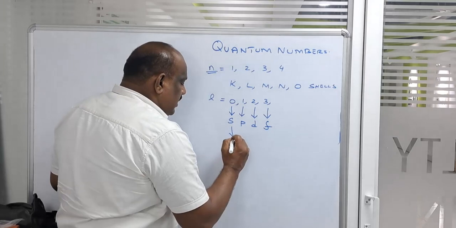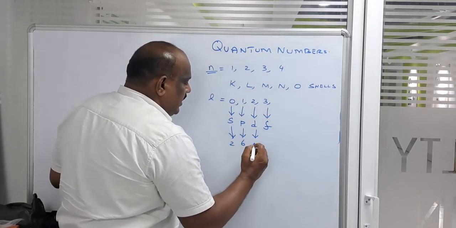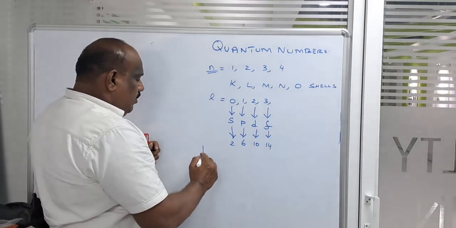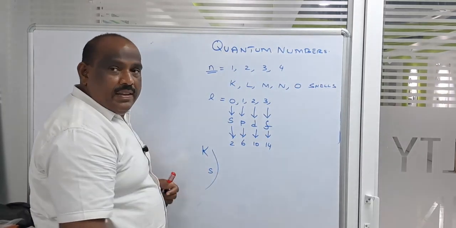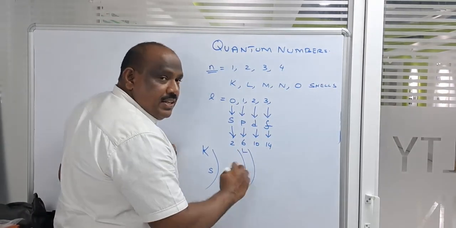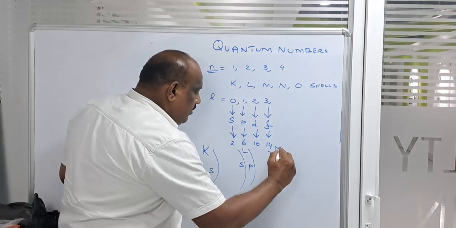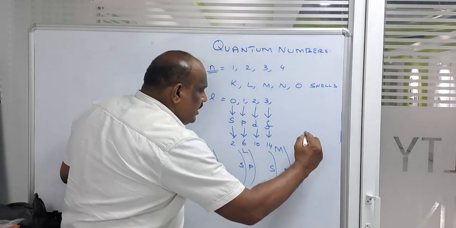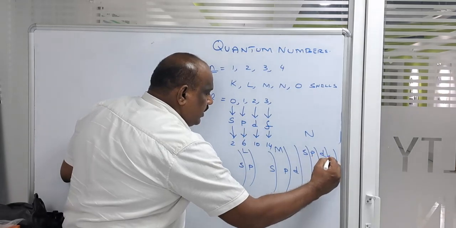The maximum number of electrons in S is 2. The maximum number of electrons in P is 6. The maximum number of electrons in D is 10. The maximum number of electrons in F is 14. A K shell has only one S subshell, whereas the L shell will have two subshells. They are nothing but S and P. The M shell will have three subshells. They are nothing but what? SPD. The N shell will have four subshells. What are they? SPDF.